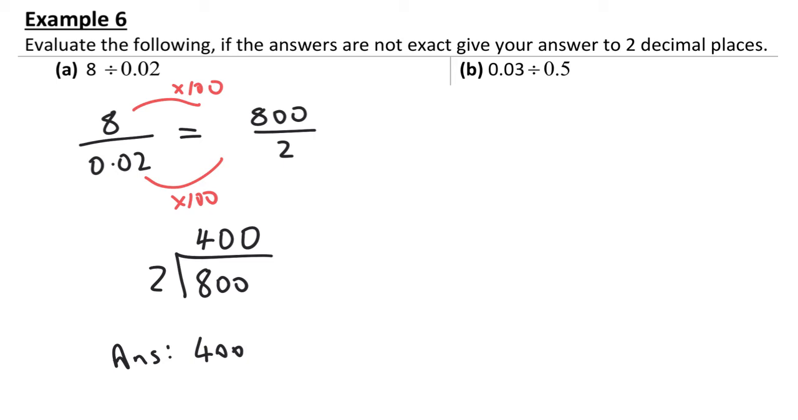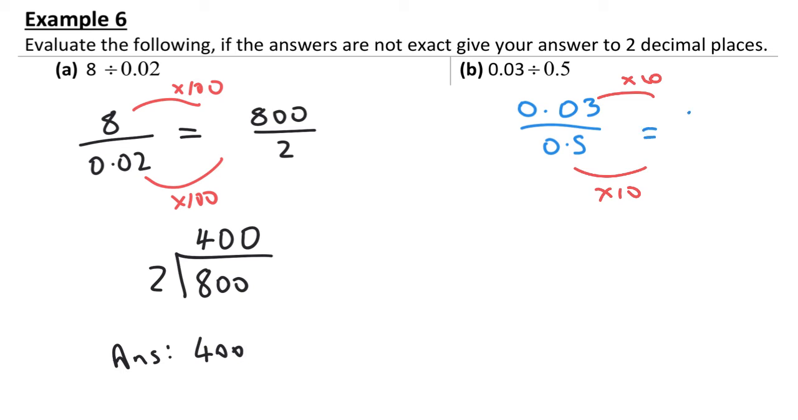Example B, 0.03 divided by 0.5. So the first thing we need to do is write it as a fraction, 0.03 over 0.5. What we want, remember, is the denominator to be a whole number. We don't really care about the numerator because we can divide a decimal by a whole number. We just can't divide by a decimal, so we need to change the bottom number into a whole number. And to do that, we need to get from 5 and multiply it by 10. So if we multiply the bottom by 10, we also need to multiply the top by 10.